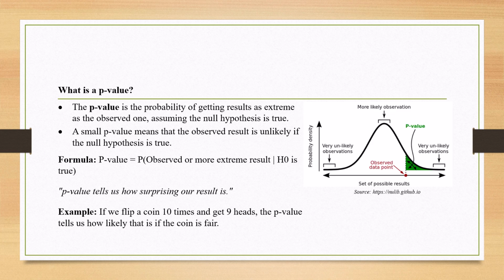Now let's understand what the p-value is. A p-value is the probability of getting a result as extreme as the one we observed, assuming that the null hypothesis is true. A small p-value tells us that what we observe is quite unlikely under the assumption of the null hypothesis. Here's a simple formula for p-value in the slide. In short, p-value tells us how surprising our result is. For example, if we flip a coin 10 times and get 9 heads, the p-value helps us measure how likely that is if the coin is truly fair.